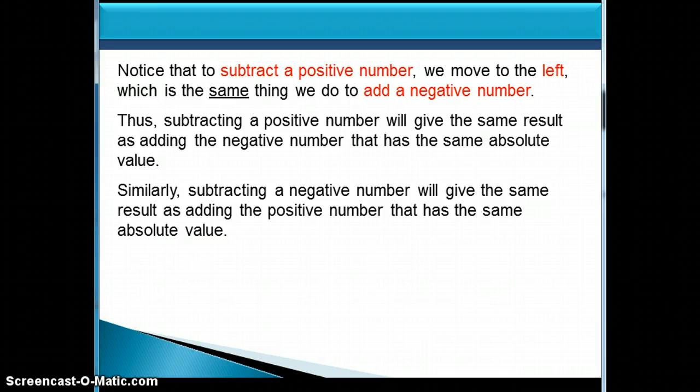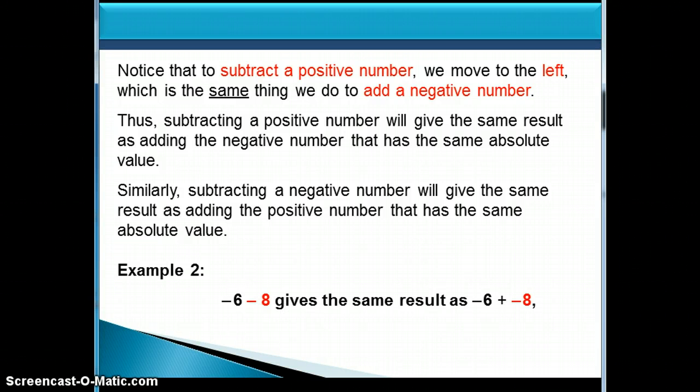Let's look at another example. -6 minus 8 gives the same result as -6 plus -8. So in other words, -6 minus 8 is equal to -6 plus -8. So here you can think of it as I have 6 negatives and I add 8 more negatives to that, and that will give me 14 negatives altogether. So -6 minus 8 equals -14.